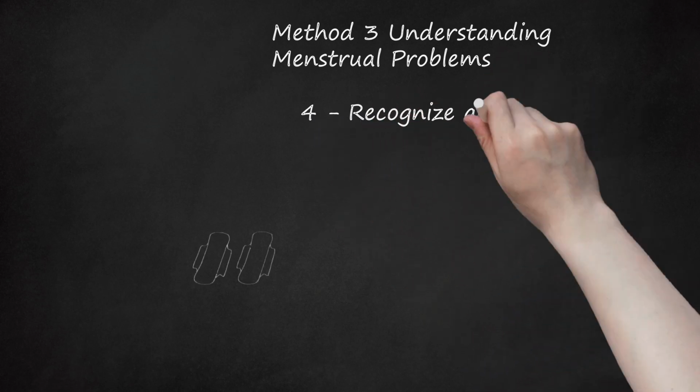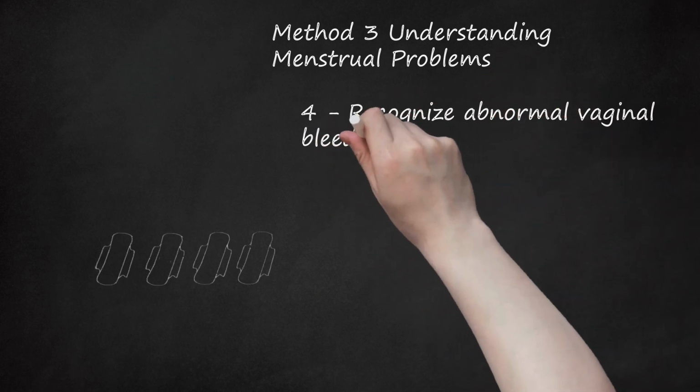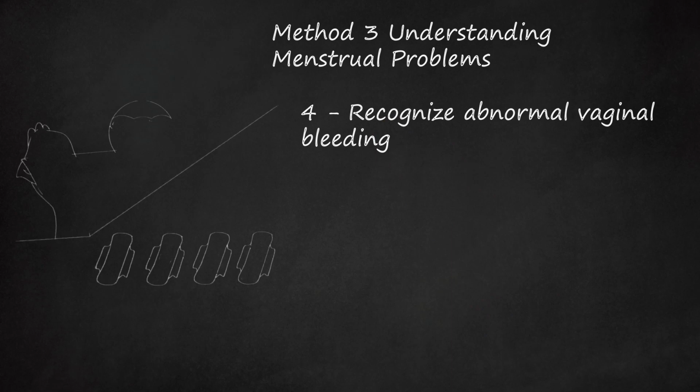4. Recognize abnormal vaginal bleeding. You should know what a normal period feels like if you have had regular periods in the past. Keep an eye out for abnormal bleeding. Talk to a doctor immediately if you have irregular bleeding.